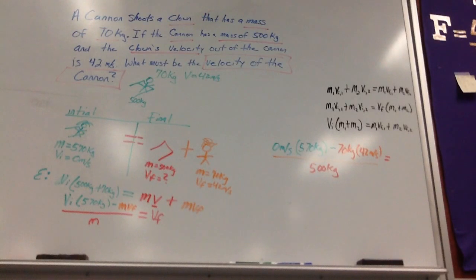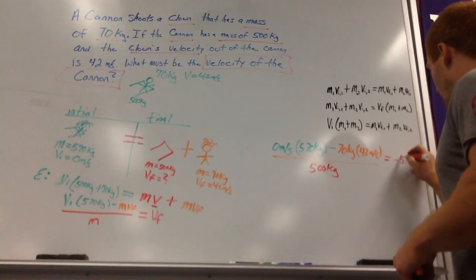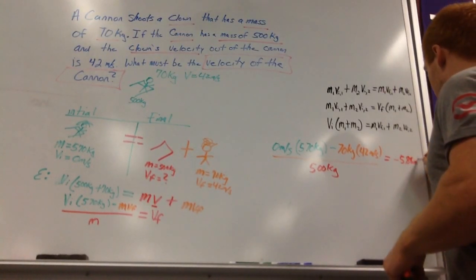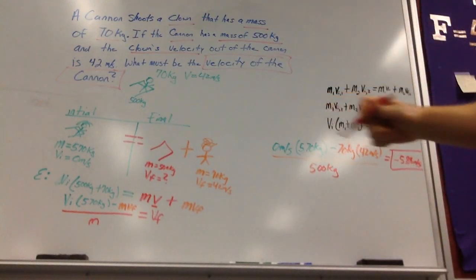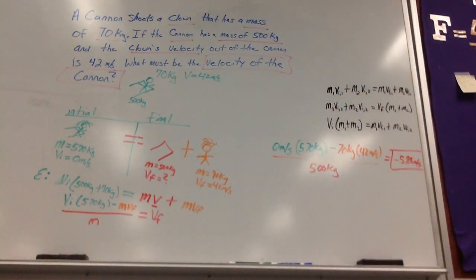We will get a value of negative 5.88 meters per second. The reason why it's negative is because if the clown's going forward, the gun needs to go backwards. If you've ever shot a gun, it goes backwards while the bullet goes forward.